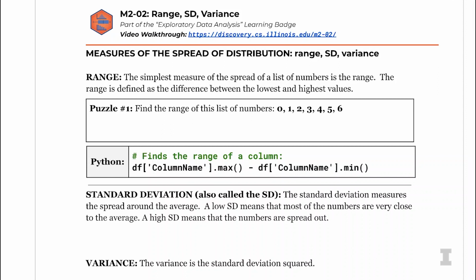If we look at puzzle number 1, we have a list of numbers 1, 2, 3, 4, 5, and 6. And the range is just going to be the maximum value, which is 6, minus the minimum value, which is 0. So the range of this list of numbers is 6. Pretty straightforward. And Wade, is there a way to find the range in Python?